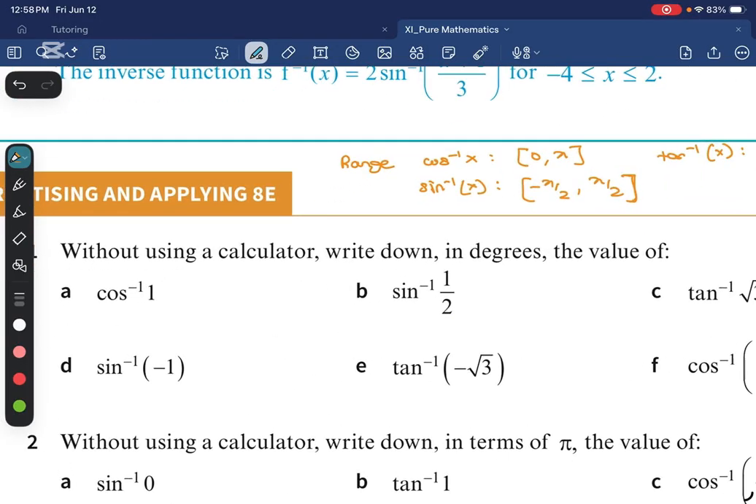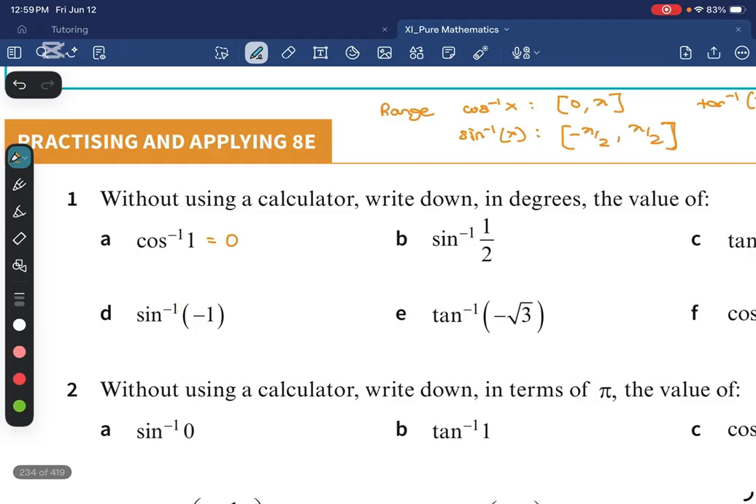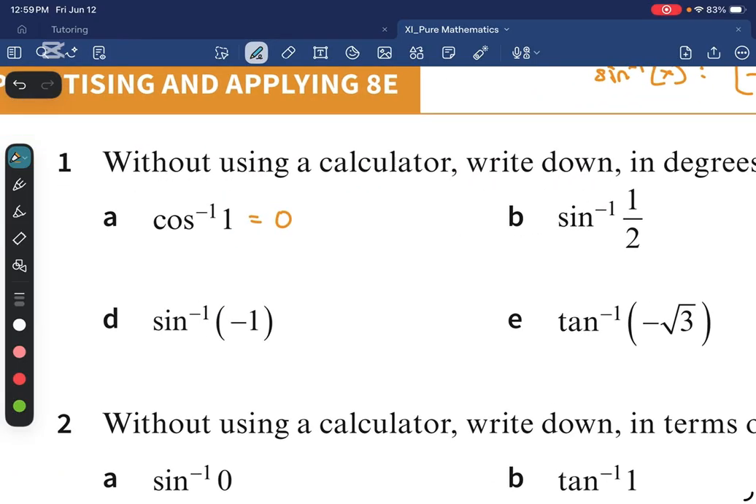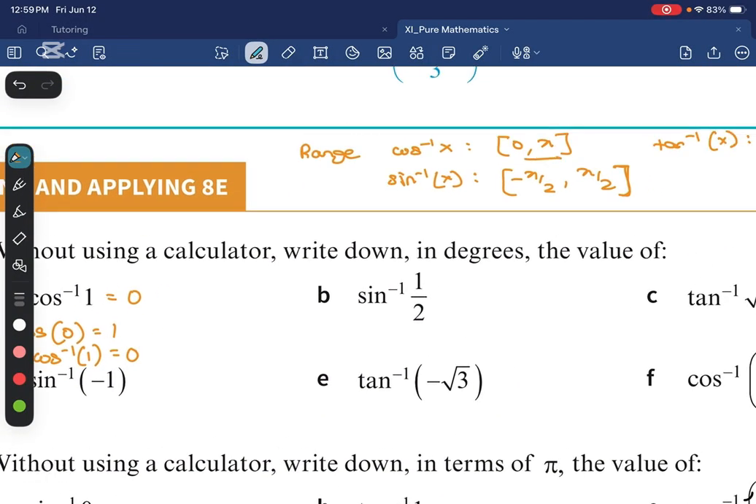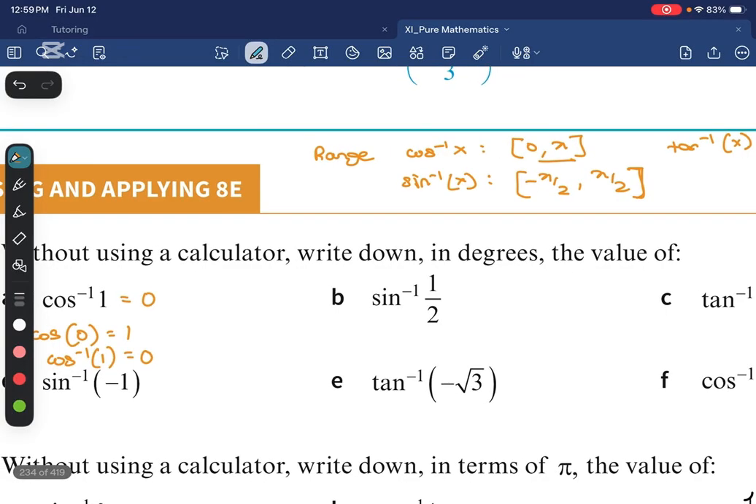All right. So what number? You just want to think, when do I have 1? Well, you have 1 at 0. Cos 0 gives you 1. So if cos 0 gives you 1, then cosine inverse 1 should give you 0. That is how we are going to approach these problems. And you want to check if your output is within this range, which it is. So your solution is 0.